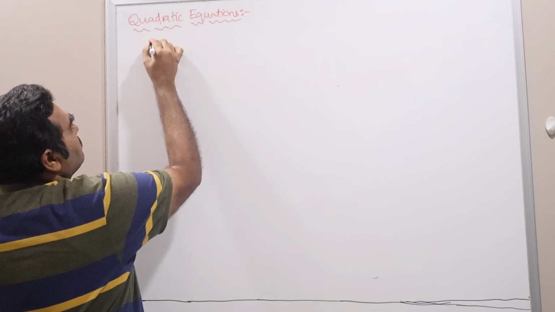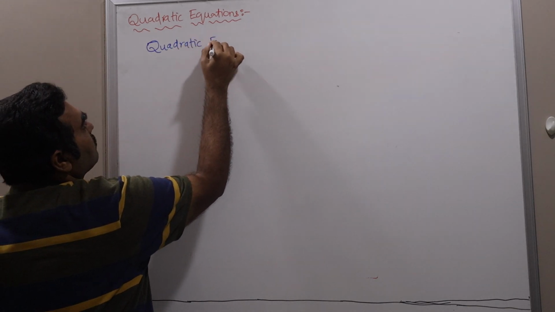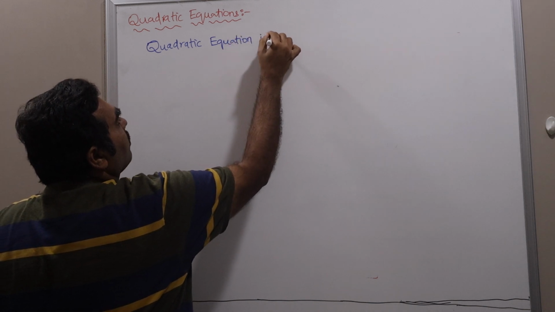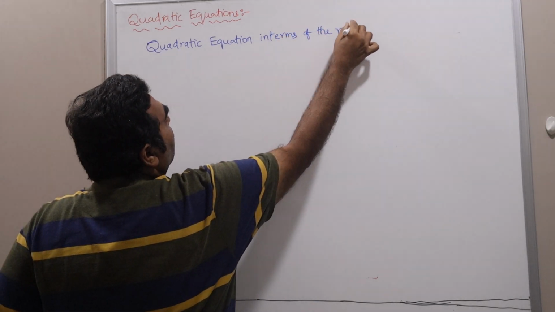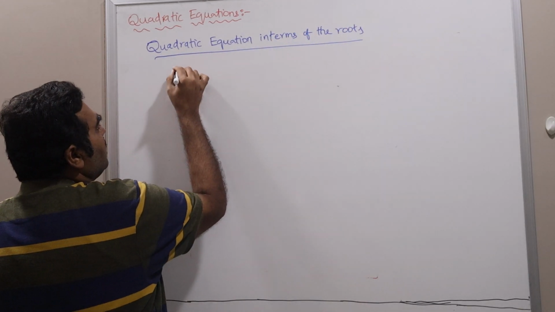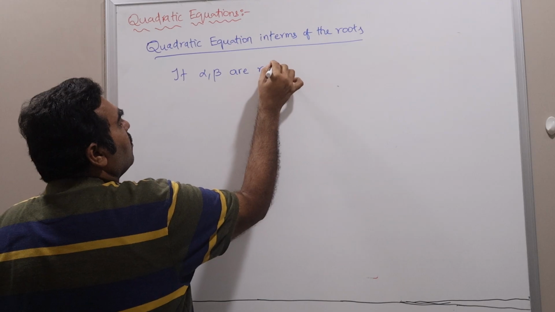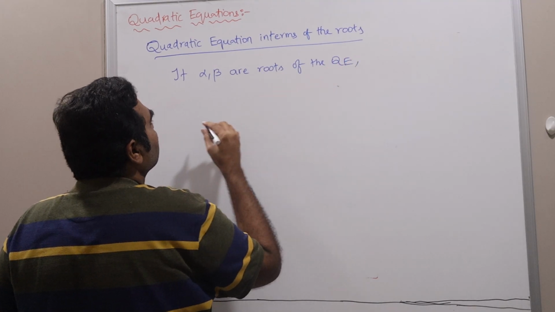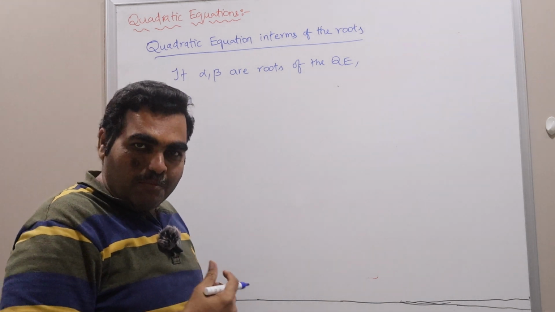The quadratic equation in terms of the roots. Quadratic equation in terms of its roots. So if alpha and beta are roots of the quadratic equation, then, this is not very new. A few minutes ago you have seen it.